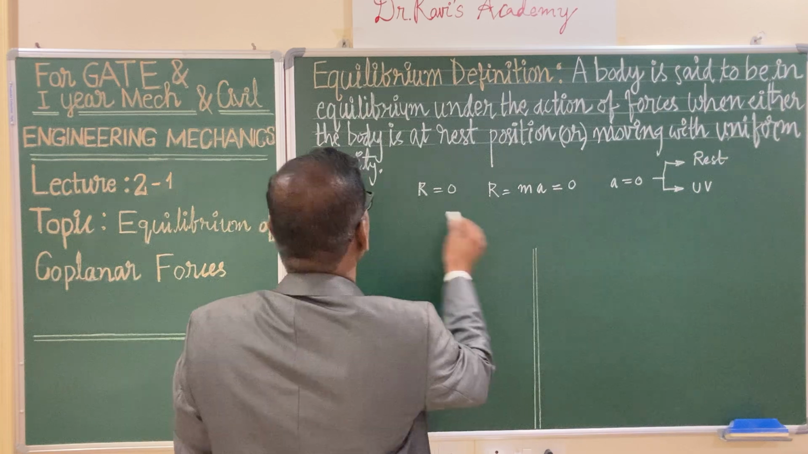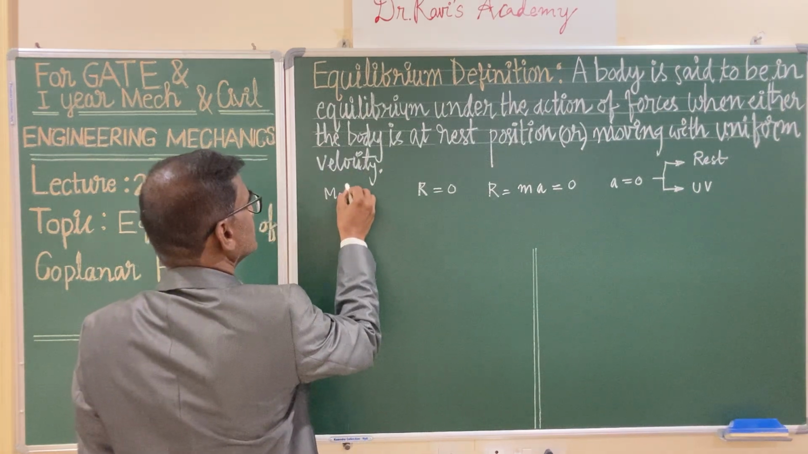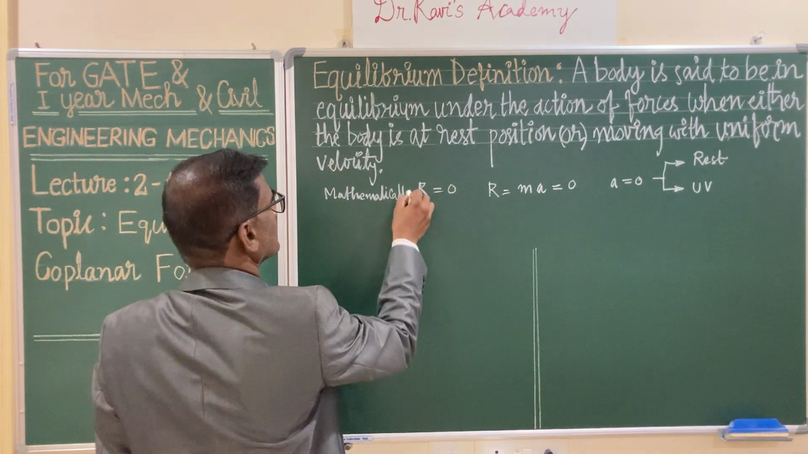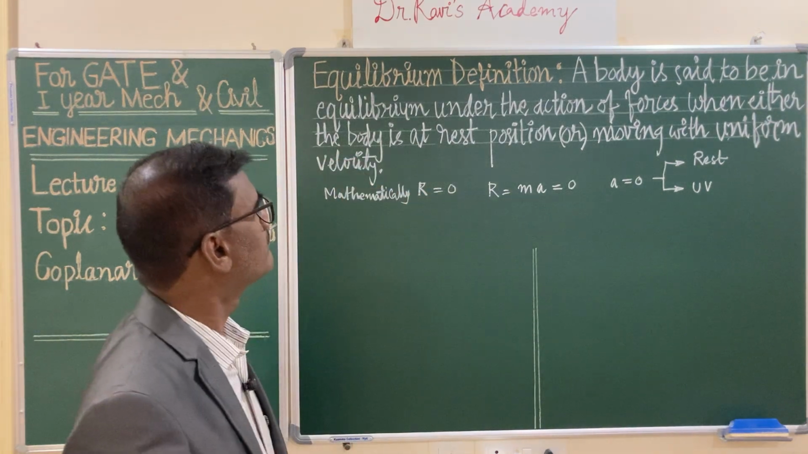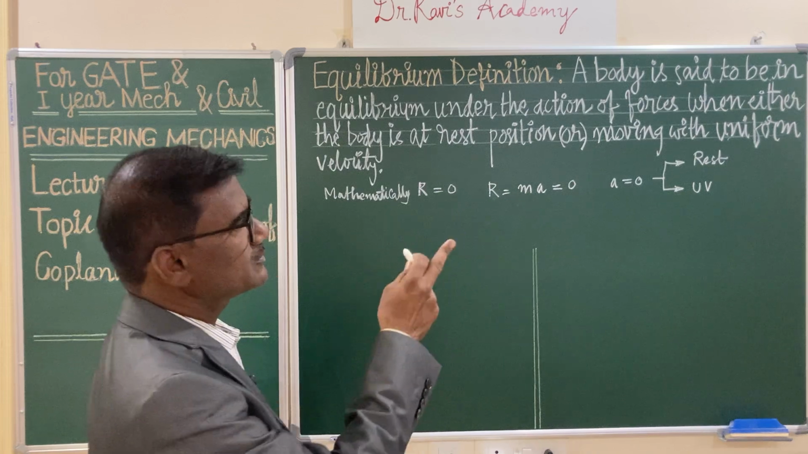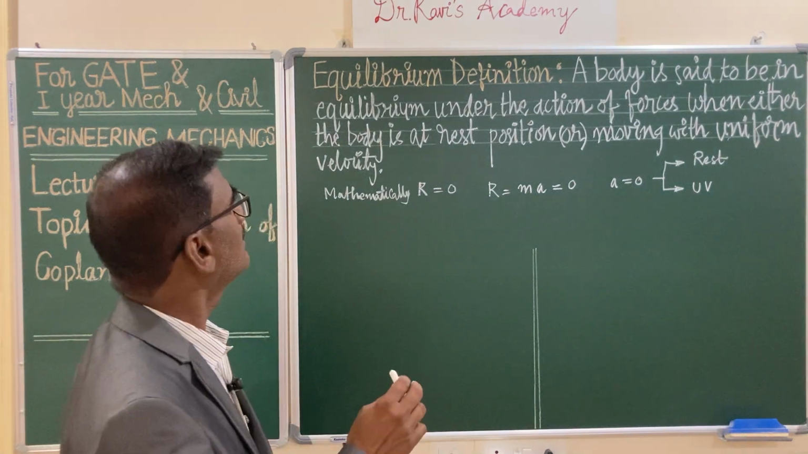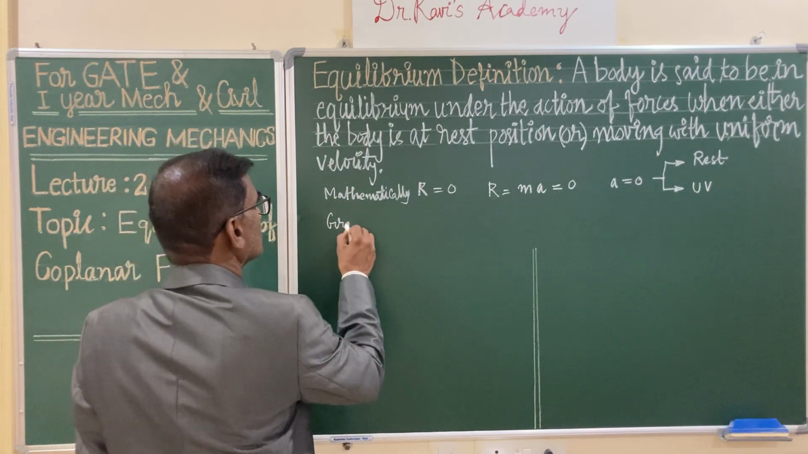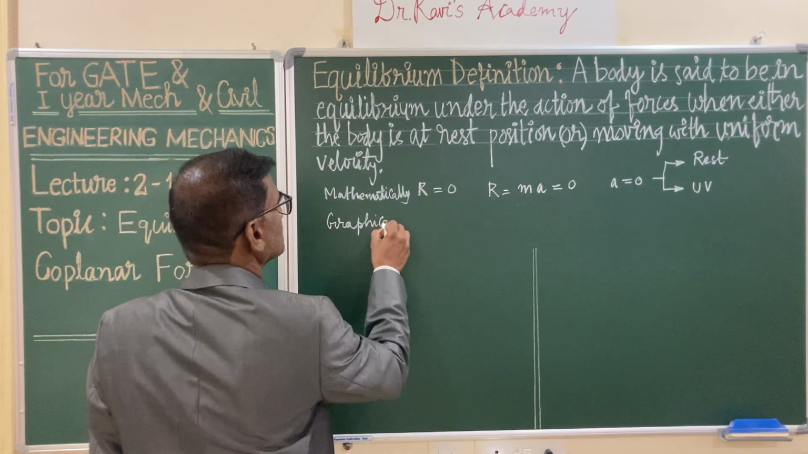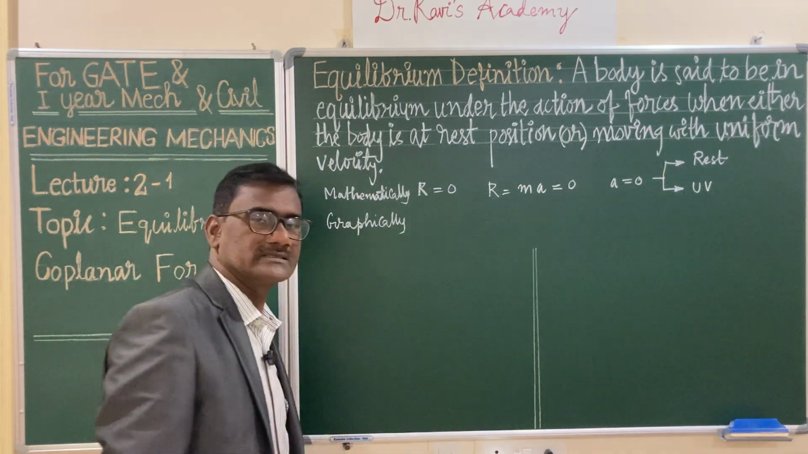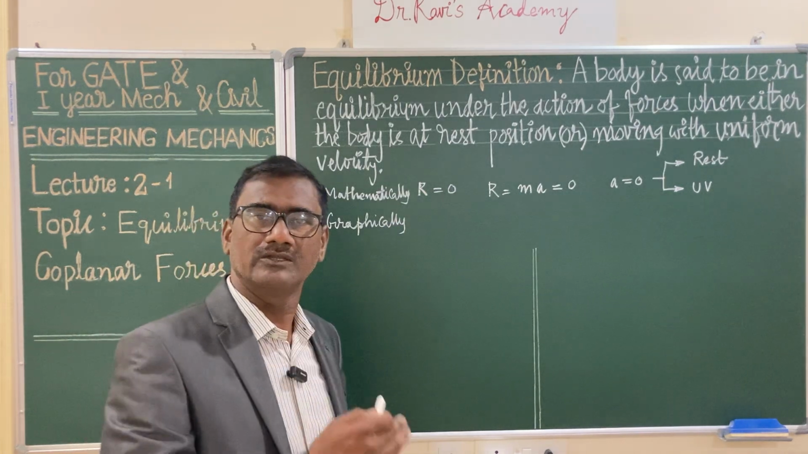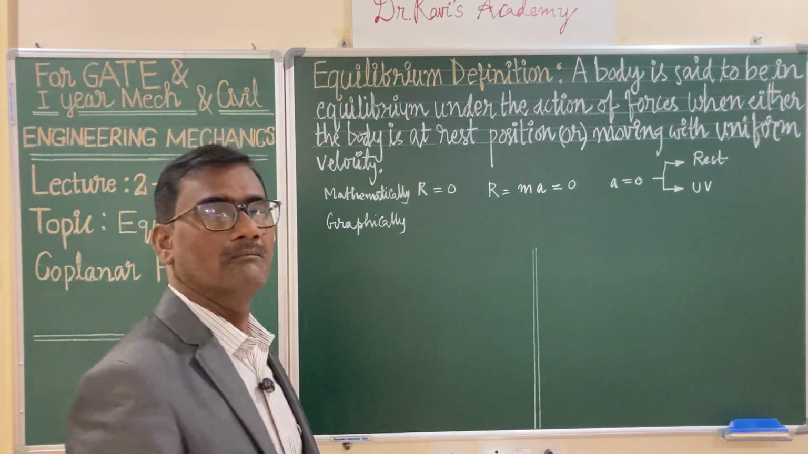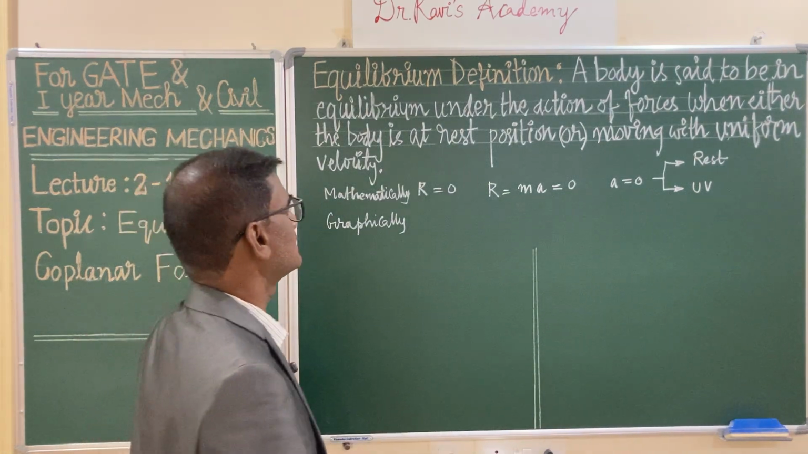So, this is the mathematical definition of equilibrium. Mathematically you can define it like this: the resultant is 0, which means it is either at rest position or it may be moving with uniform velocity. And graphically, let us consider the system of forces acting on the body. If we join all the forces by tip to tail method, or in order, it is going to form a closed polygon.